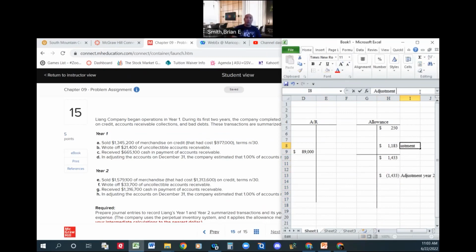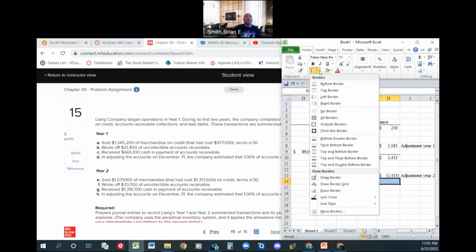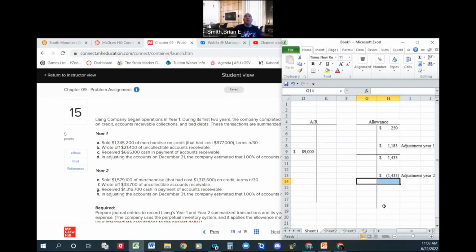So we're going to have 2 years of adjustment. So this first one will be adjustment for year 1. This one will be the adjustment for year 2. And then I'm going to put a line there. All right.